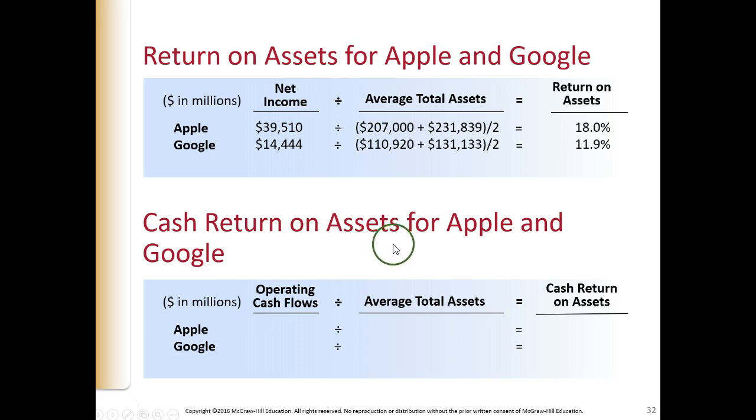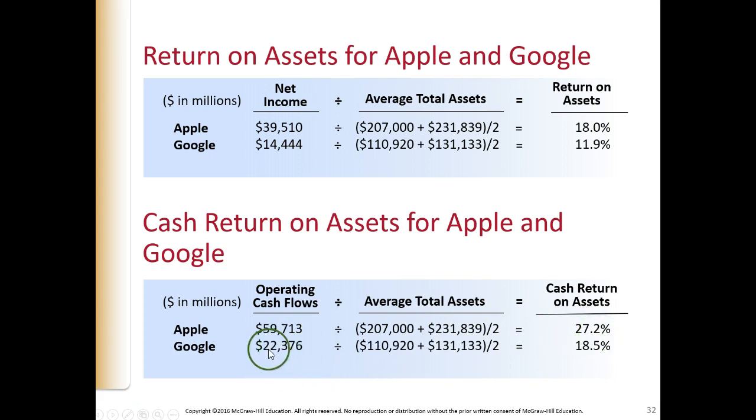Here's a new one for us in this chapter though. Cash return on assets. We take the operating cash flows for Apple, divide by the same average total assets, 27.2%. Let's compare that to Google. It generates $22 billion, if you add the 6 zeros, in operating cash flows, divided by average assets, 18.5%. So you can see Apple is doing a better job in using its assets to generate operating cash flows. 27% compared to 18%.